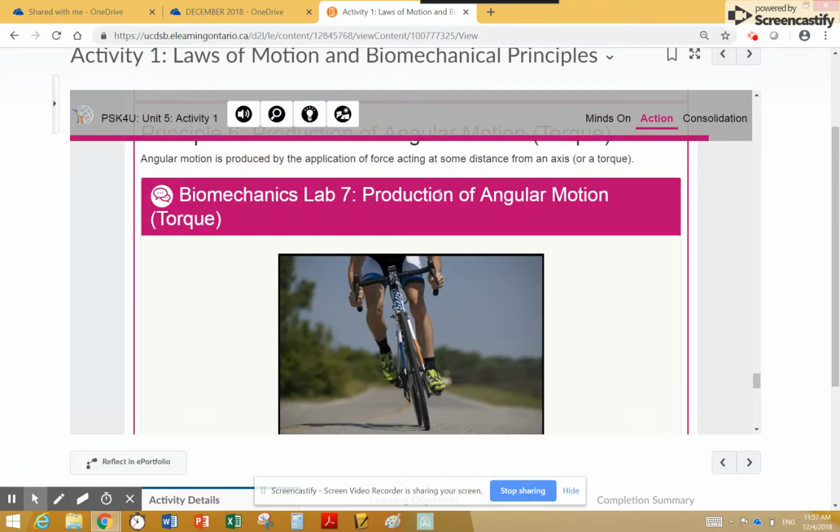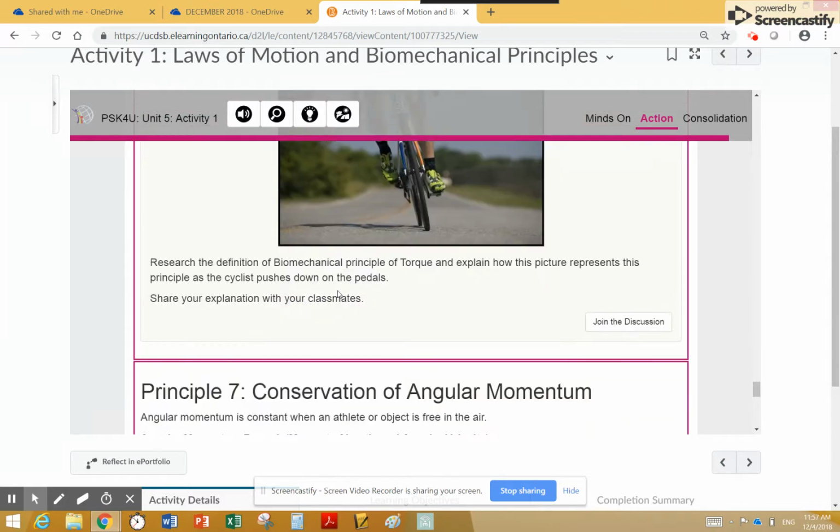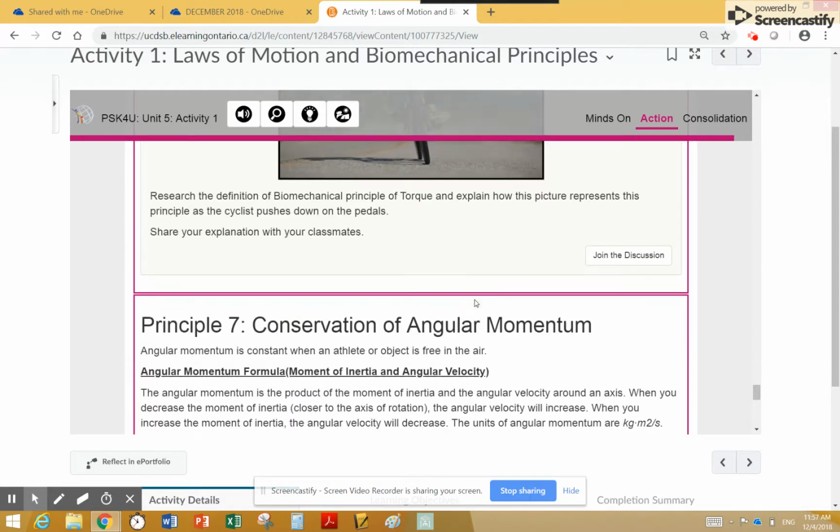This is your lab number 7, related to angular motion or torque. You'll take a good read through this and then explain what's going on in this picture, like I just said, so I gave you a few clues. Make sure you look at the rubric, because the rubric's very specific in terms of the language that you need to use for that.